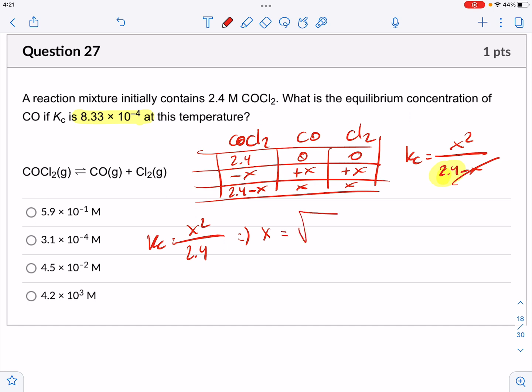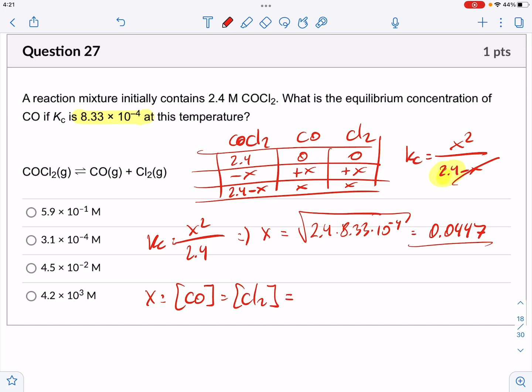Okay, from here x will be equal to the square root of 2.4 times 8.33 times 10 to the negative 4. This is 0.0447. All right, so now x will be equal to the concentration of carbon monoxide, also equal to the concentration of chlorine, and it will be this number right here. If we round it, it would be 4.5 times 10 to the negative 2, which is the value that you have there.